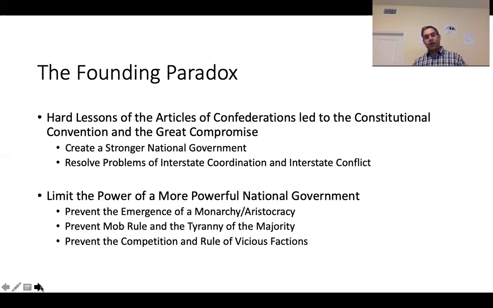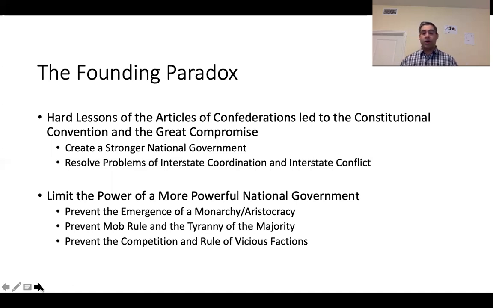And yet, they also need to limit the power of this stronger national government. The founders are coming out of the Revolutionary War, right? They are embarking on a project to allow men to govern themselves through a form of representative democracy. The last thing they want to do when creating this stronger national government is to create a tyrannical government. And in fact, they're going to try to prevent tyranny in all forms.